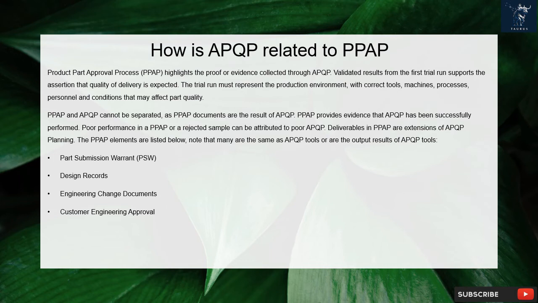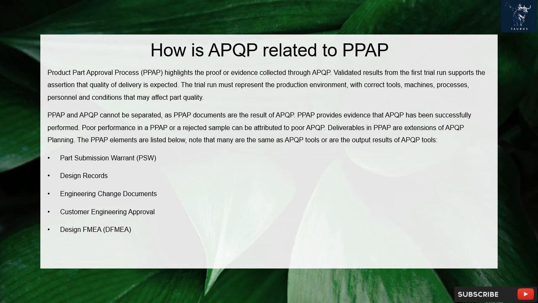PPAP and APQP cannot be separated, as PPAP documents are the result of APQP. PPAP provides evidence that APQP has been successfully performed. Poor performance in a PPAP or rejected sample can be attributed to poor APQP. Deliverables in PPAP are extensions of APQP planning.